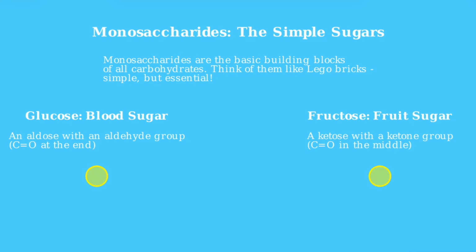Glucose, often called blood sugar, is an aldose because it has an aldehyde group, that's a carbonyl group at the end of the molecule. Fructose, found in fruits, is a ketose with a ketone group in the middle.